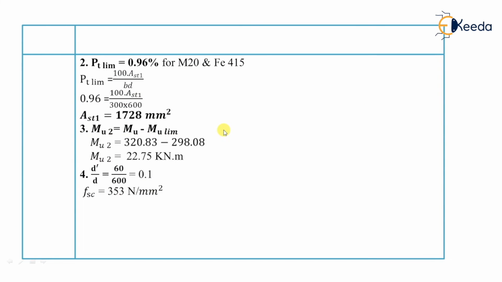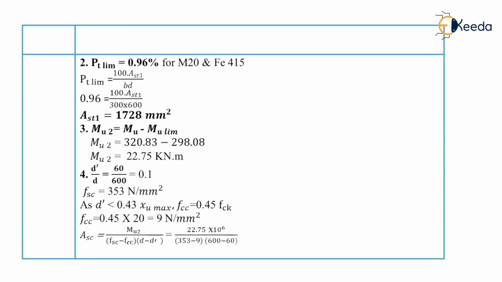As here d dash is less than 0.43 Xu-max, therefore we will take Fcc equal to 0.45 into Fck. Fck is 20, so Fcc becomes 0.45 into 20, which is equal to 9 Newton per mm square. Now we will find out the area of steel in compression, Asc, which is equal to Mu2 upon Fsc minus Fcc into d minus d dash. After putting all the values here, we will get Asc equal to 122.46 mm square.